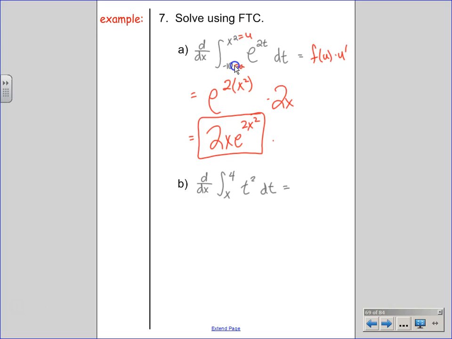But the only time you can use this really cool theorem is when you have a derivative and an integral, a derivative and an antiderivative. They're inverses of each other, but in a special way. They're inverses of each other.